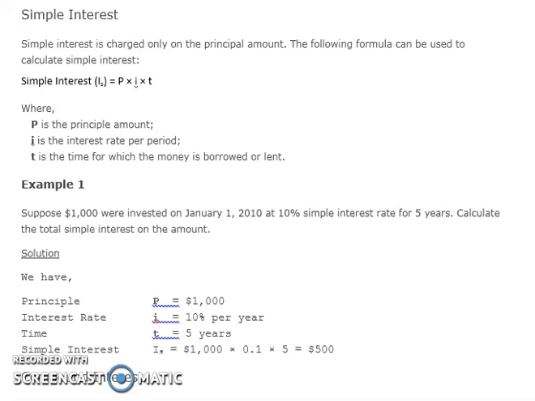Today our lecture consists of the basic concepts of the time value of money. The first concept is simple interest. Actually, simple interest is charged only on the principal amount. The following formula can be used to calculate simple interest, denoted by I. P represents principal, I represents interest, and T represents time.